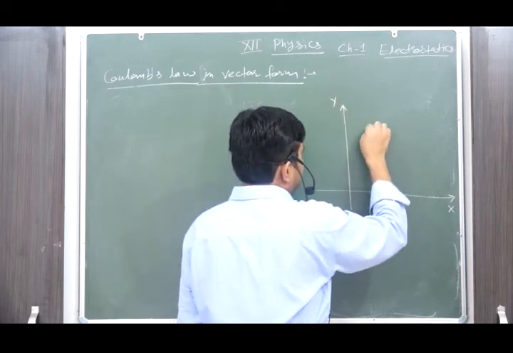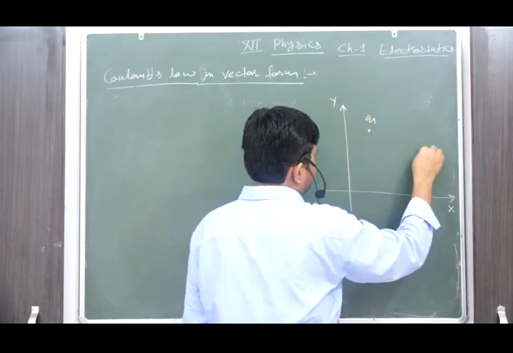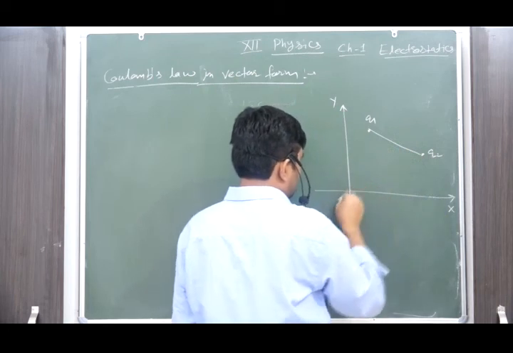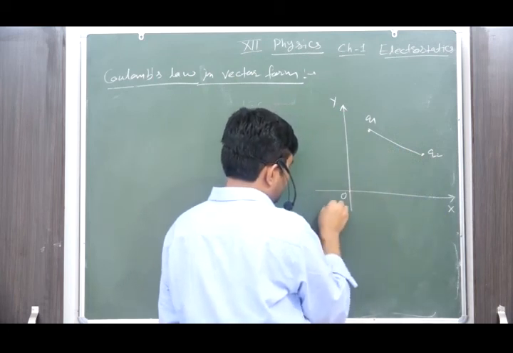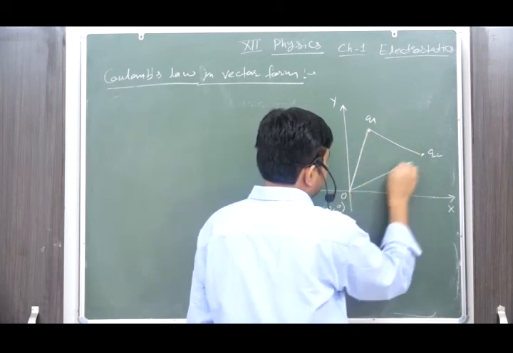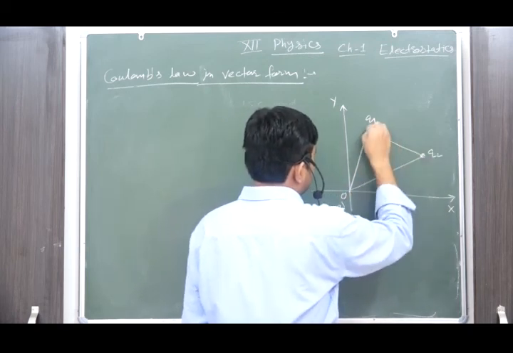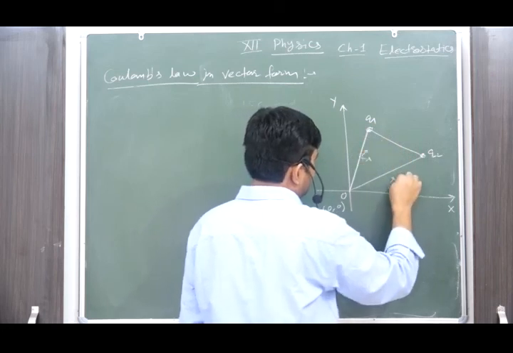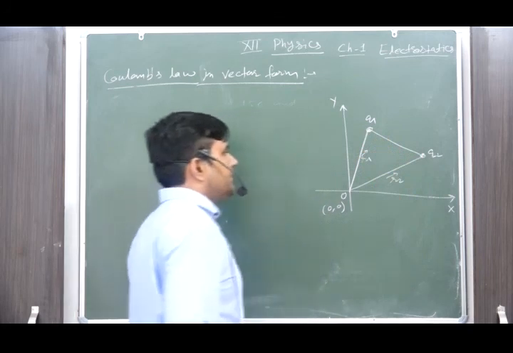Now, there are the charges q1 and q2. They are separated by a distance. The origin point is O, with coordinates 0, 0. This is in terms of the R1 vector and the R2 vector.